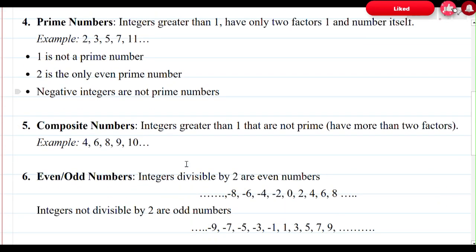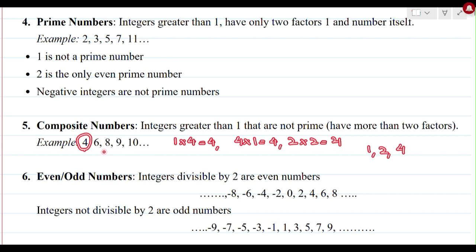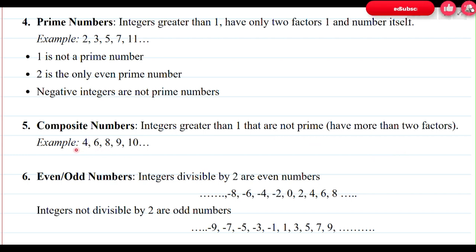Okay, now the fifth category of number is the composite numbers. Integers greater than 1 that are not prime are composite numbers, meaning they have more than two factors. For example, number 4 has more than two factors. 1 is a factor of 4, 4 is a factor of 4, but there is another factor, 2, as well. 2 times 2 makes 4. So 1 times 4 is 4, 4 times 1 is 4, and 2 times 2 is 4. So it has factors 1, 2, and 4. The numbers which have more than two factors are composite numbers.